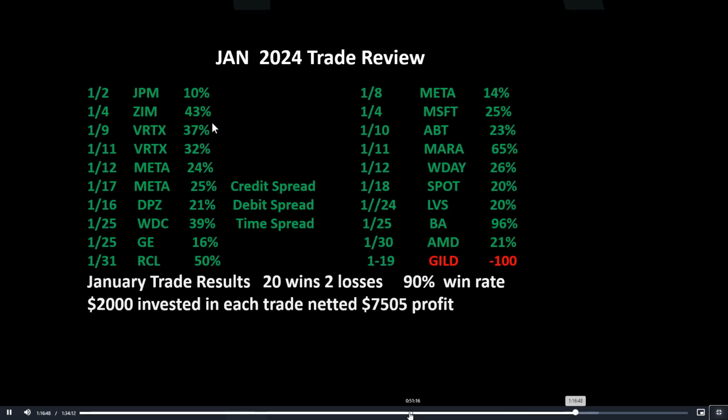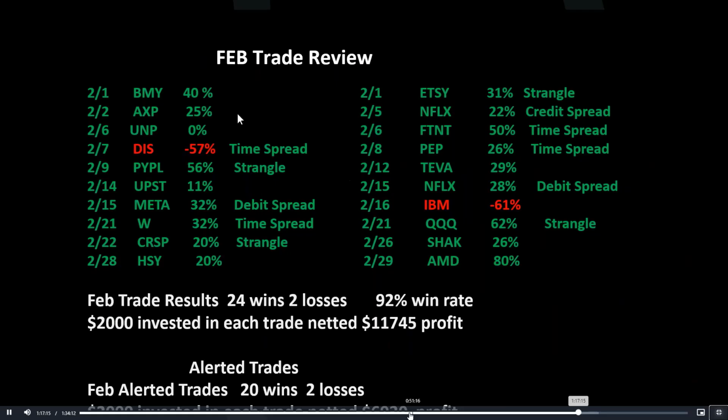I want everybody to be clear that you're not making 200, 300, 400, 500% on a trade. These trades have much more manageable, much smaller gains. They're going to run anywhere from 10 to about 50, 60%. Sometimes you'll get a 96 or 100 or something like that, but generally it's 25, 30, 35, 40% trade after trade after trade. Right? January, February, you're going to see the same things here.